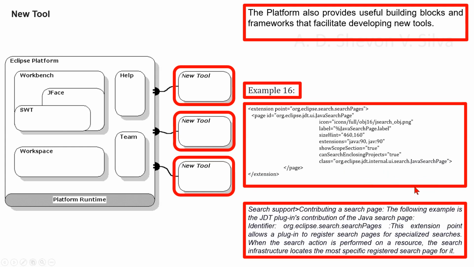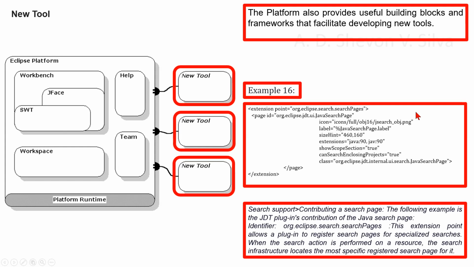Now we are considering contributing a search page in search support. The following example is the JDT plugin's contribution of the Java search page. Identifier org.eclipse.search.searchPages. This extension point allows a plugin to register search pages for specified searches. When the search action is performed on a resource, the search infrastructure locates the most specific registered search page for it. When the user selects a resource and chooses the search command, the search plugin launches a dialog containing pages for different kinds of content searches. These searches are contributed using the org.eclipse.search.searchPages extension point.